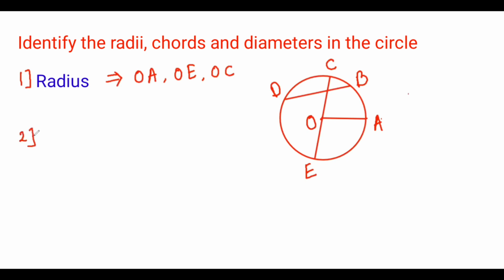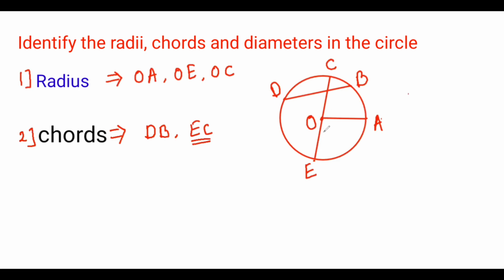The second point is what? It is called chords. Look at here. A chord means what? It is the distance between two points that lie on the circle. Look at here. D and B lie on the circle, and so the distance between them, DB, is called a chord. Also look at here. E and C is also a chord, but this is a special chord. Why? Because this chord passes through the center of the circle.